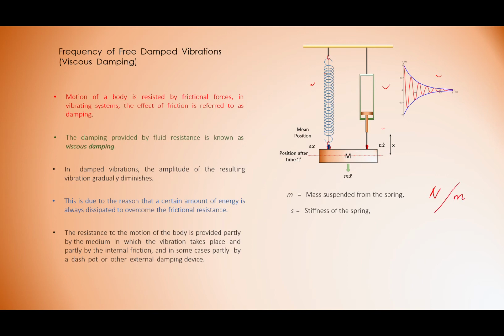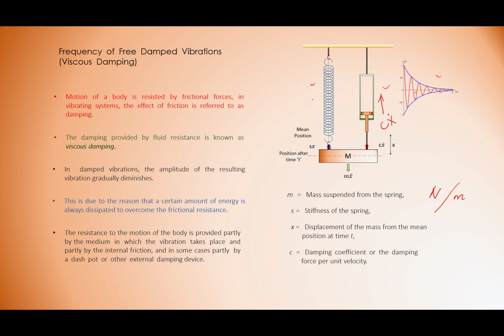Okay, Newton per meter. So mass should be in kg. X is the displacement of the mass, or the extension of the spring. And C is the damping coefficient, or the damping force per unit velocity. So for the damping device, or the dashpot, you will have a force acting upwards, given as C, the damping coefficient, multiplied by the velocity, x dot.